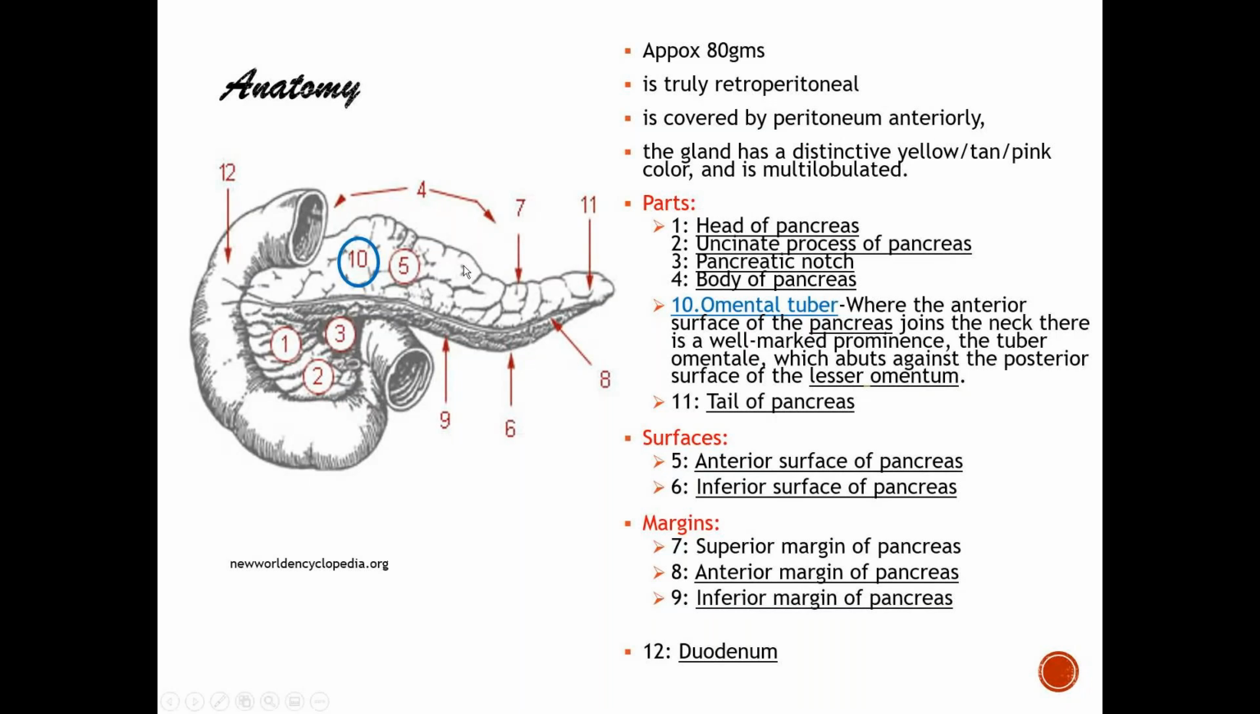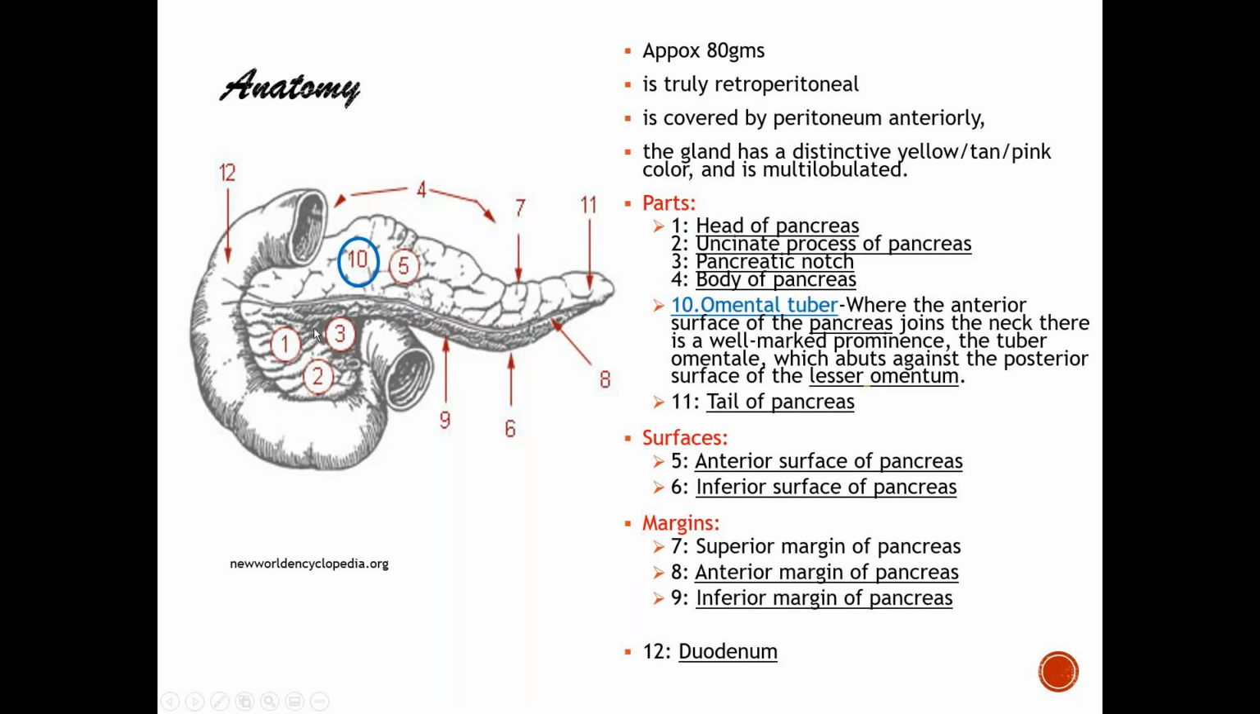Now, the various parts: you can have the head, you can have the uncinate process out here labeled. You can see 1, 2, and 3. 3 is the pancreatic notch, which gives way to the superior mesenteric vessels, the vein and the artery. You got the body, which is number 4. This whole thing is the body from here to here, and then you got the tail. Now, in between, there is what is known as the omental tuber. This is basically the anterior surface of the pancreas, which comes in contact with the posterior part of the lesser omentum.